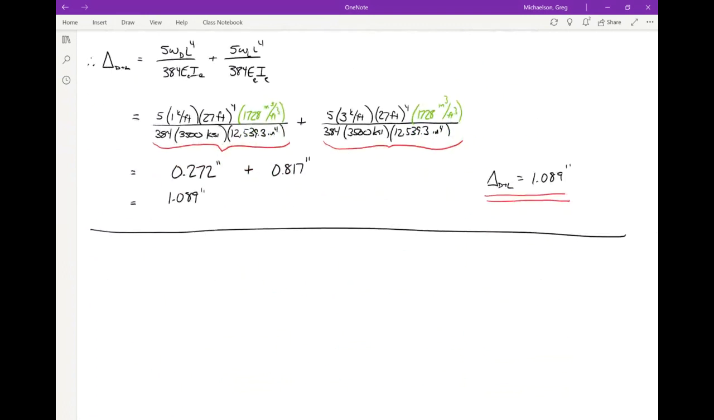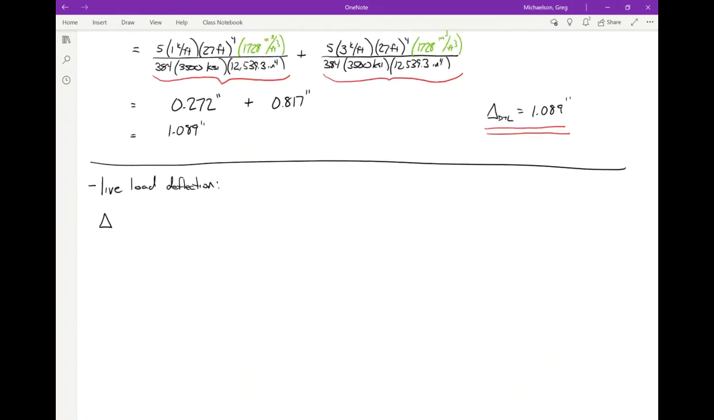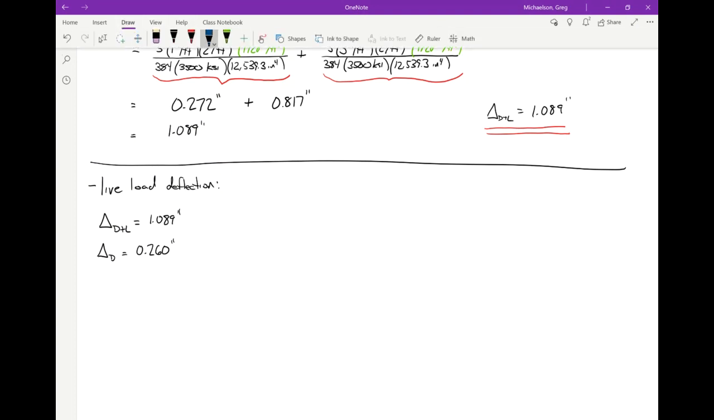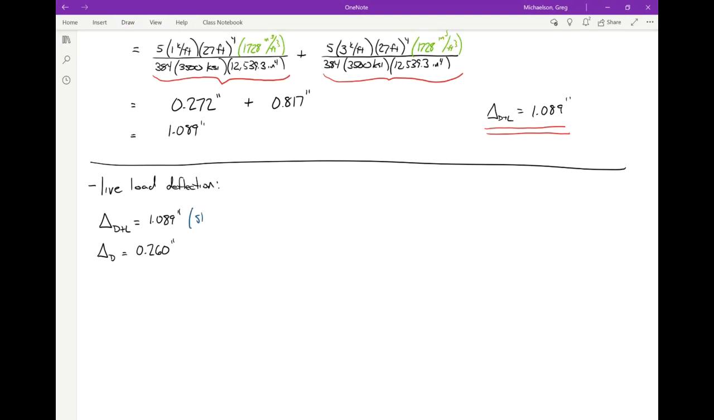Now from here on out, it's pretty straightforward. If you want to determine the live load deflection, so we have the deflection due to dead plus live is 1.089, and the deflection due to the dead load was 0.26. So if you want, you can think of it like this. This is stage 2. This is stage 1.